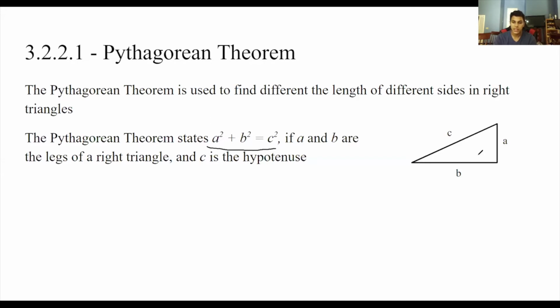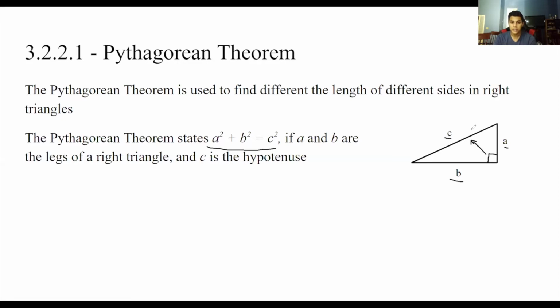Now specifically, a and b are the legs, which means that they're the two sides that border this 90-degree angle. So in this right triangle, this is the 90-degree angle. The two legs are the ones that border that 90-degree angle, or they're adjacent to it. Now c is what we call the hypotenuse. c represents the longest side, and it's the one directly opposite from the right angle. So a and b are the legs, or the sides adjacent to the right angle, and c is the side that's opposite the right angle.